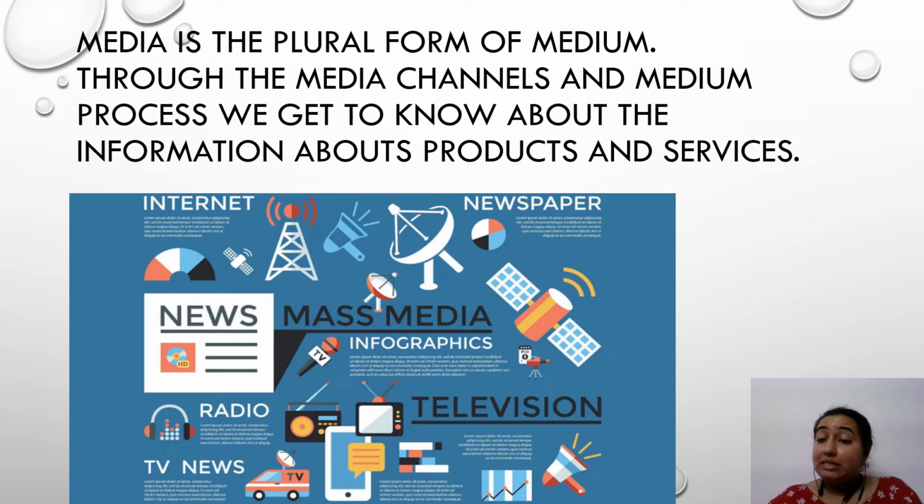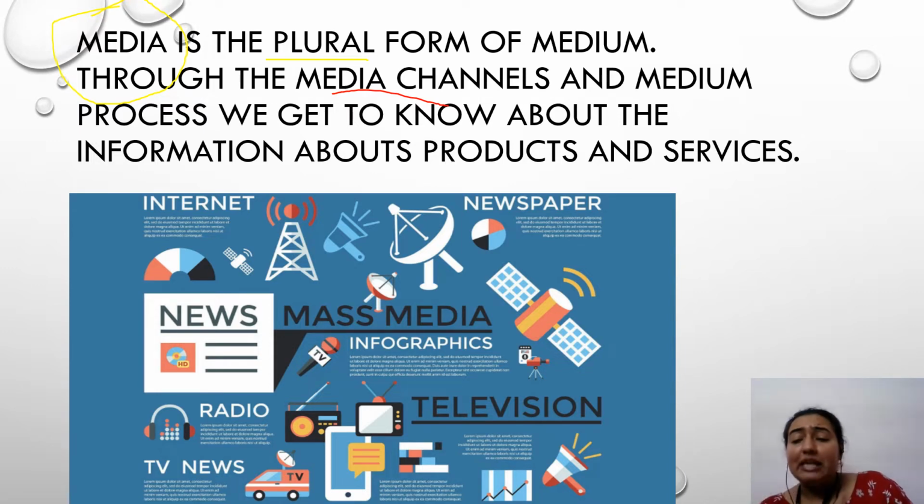Now, we were talking about media. I showed you four images, and you were quite sure that those four images contain a medium through which we get to know information. So, what can we think? That media is the plural form of medium, right? Through media, such as news channels and TV channels, we get to know about products and services that are there in the market.